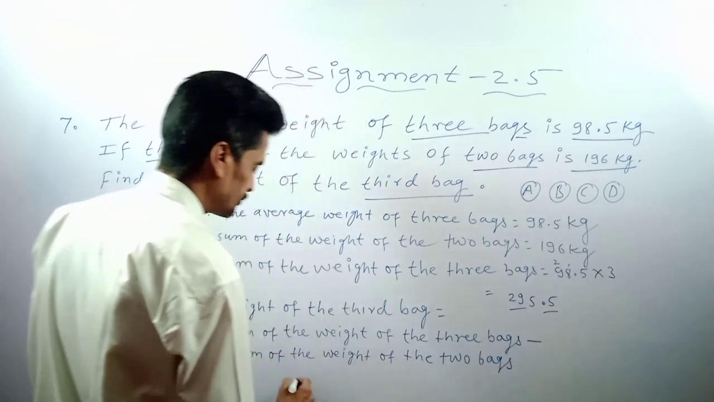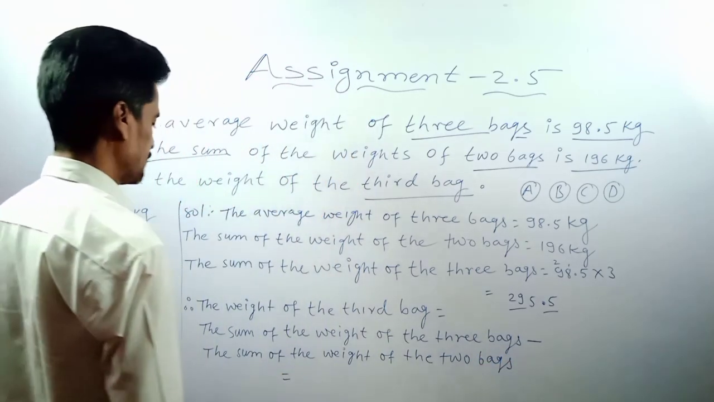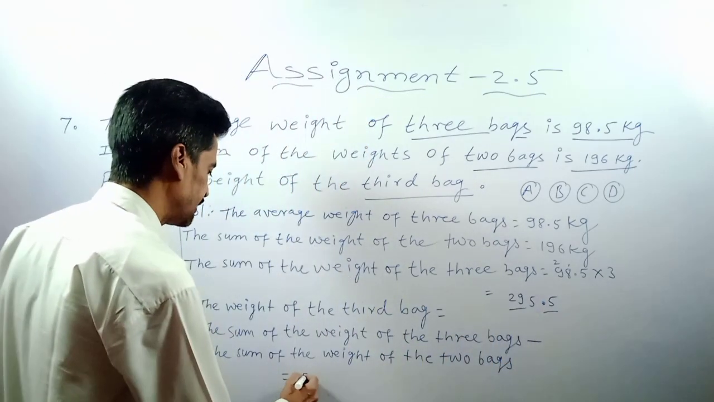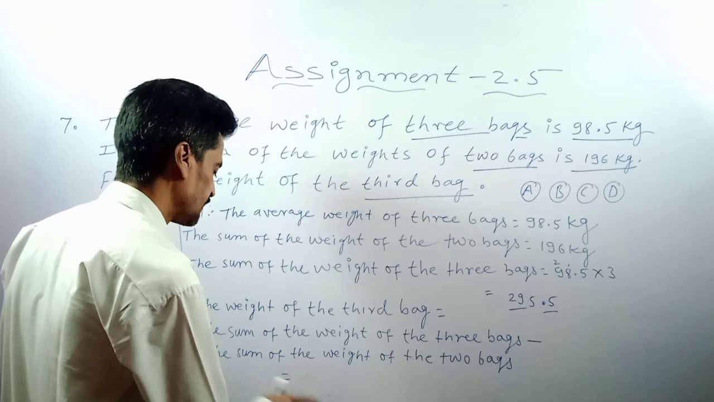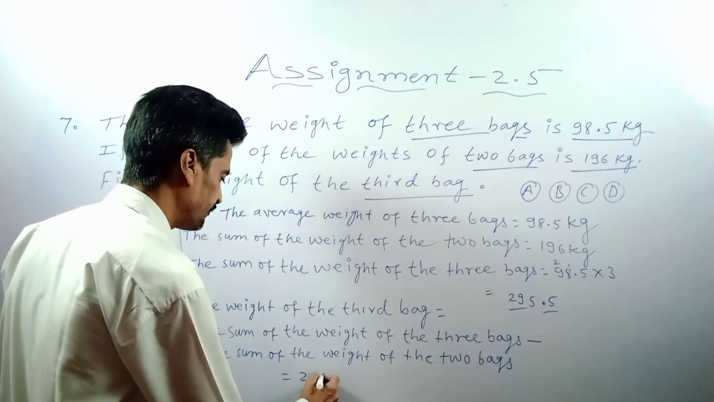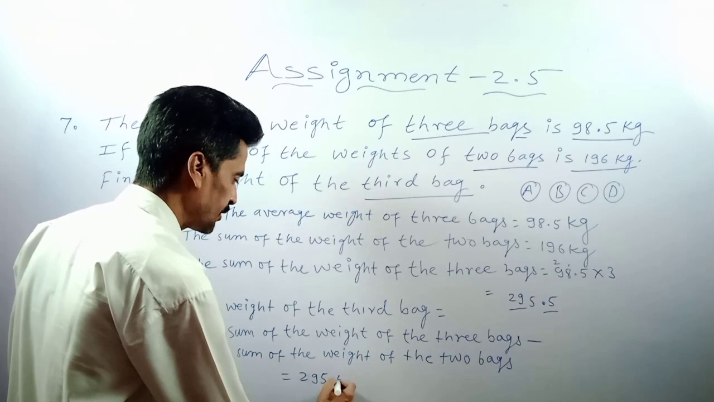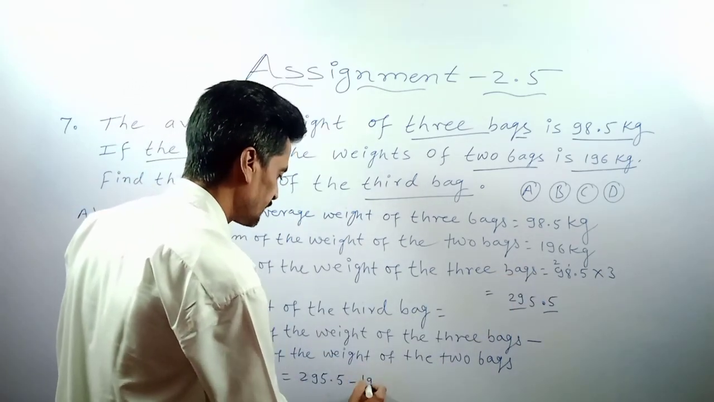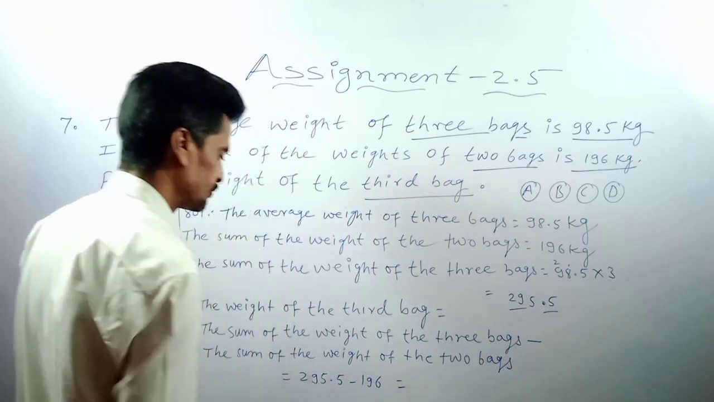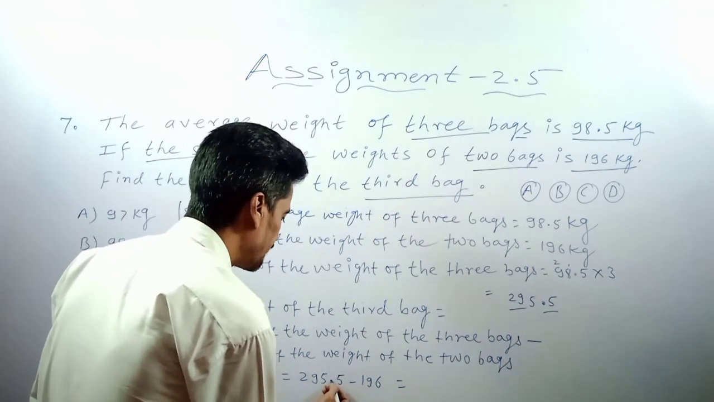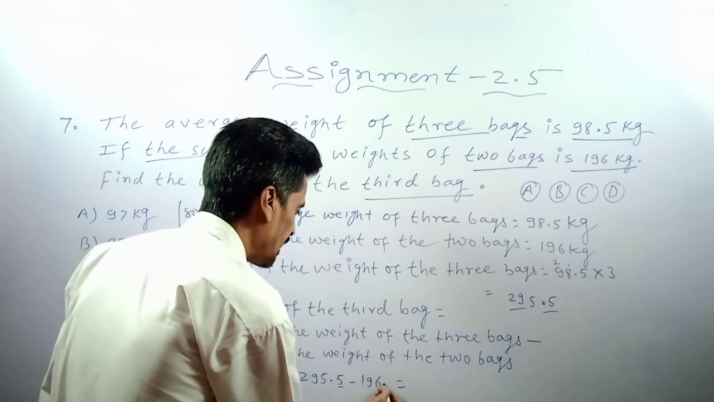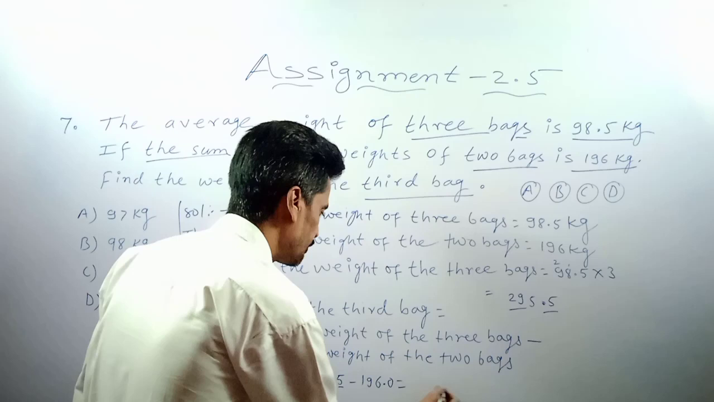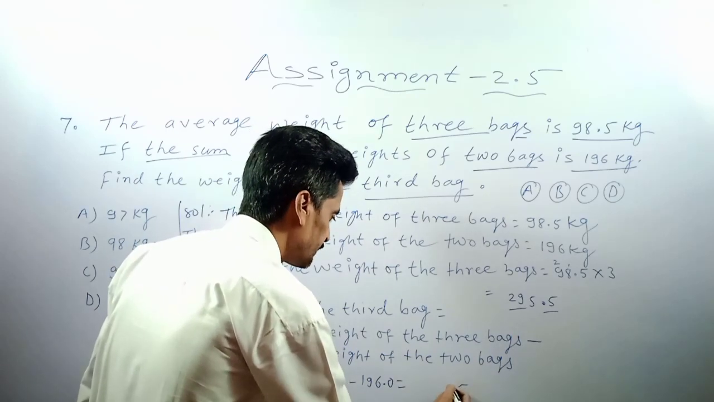Now substitute the values. The sum of the weight of the 3 bags, 295.5, minus 2 bags, 196.0. Here after the decimal point there is 1 digit, so place 0. 5 minus 0 is 5, decimal point.